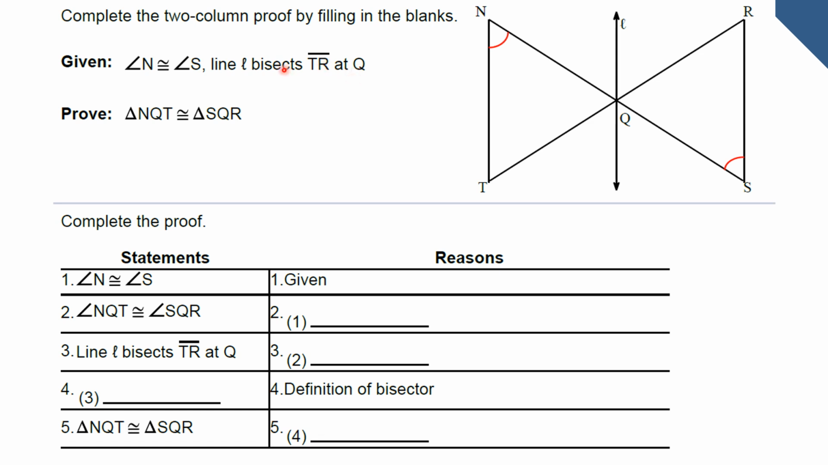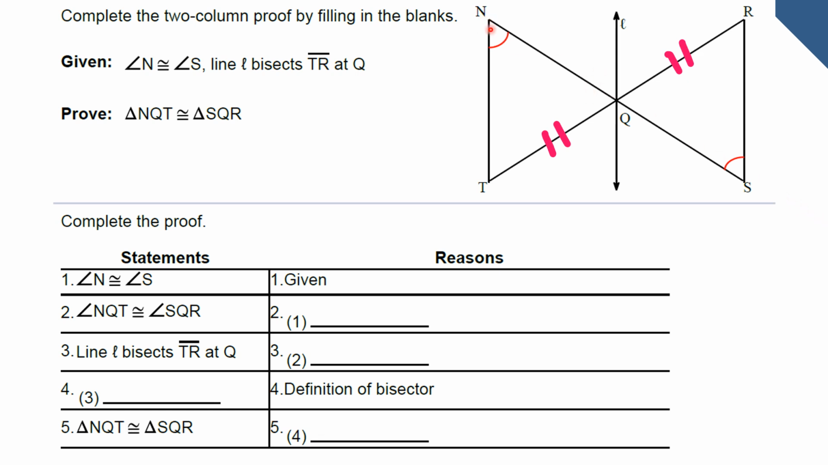Line L bisects, remember that means splits it in half. So that means that line L splits TR in half. Now that's important because that tells us that line segment QT is congruent to line segment QR. So that got split in half. Imagine that this total length is like 40. Then that's 20 and 20. So it splits it in half, and now we know that those two little chunks are equal. They're congruent, so we can mark those as congruent.